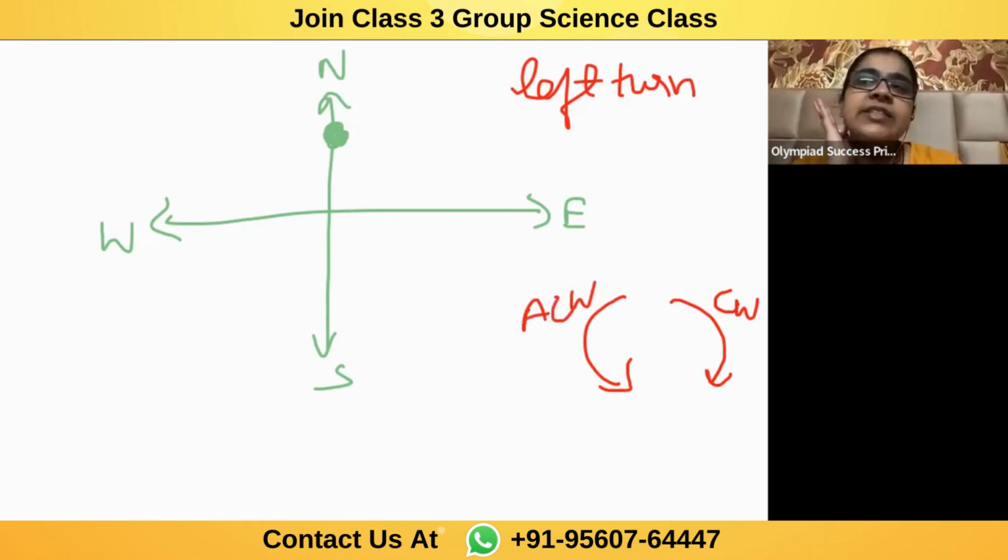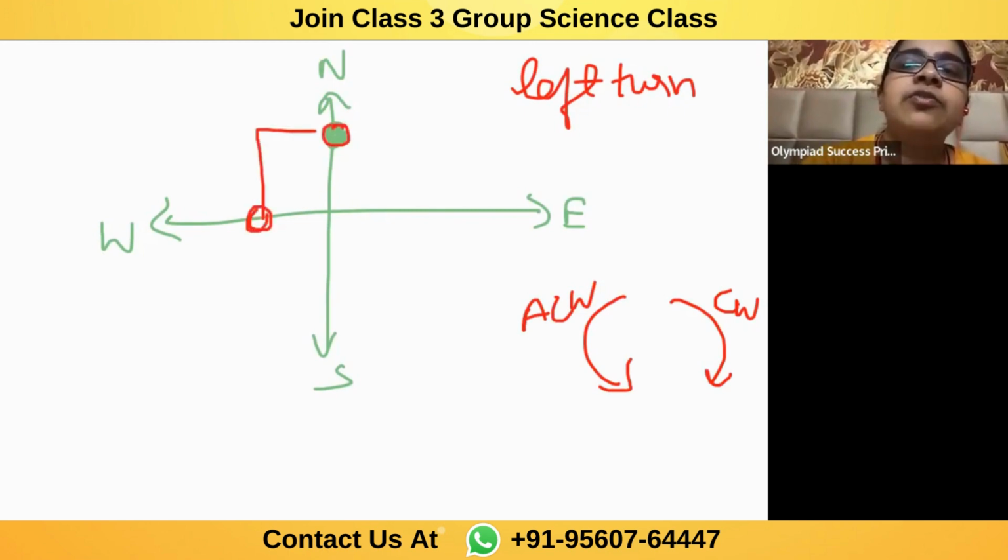Shankar, what did I say? Left turn means a 90-degree turn, Shankar. So if your person is in the north, the 90-degree turn brings you to west. Okay? West is the answer, guys. Left turn, anti-clockwise turn.